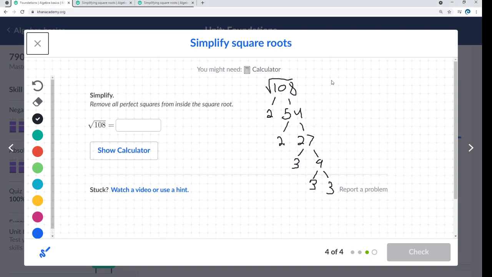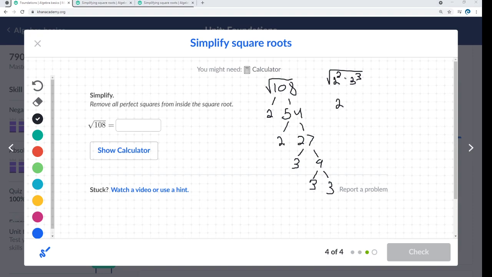So what we're left with here is the square root of 2 to the second times 3 to the third. And that is going to be 2, right? Because 2 to the second is 4, and so the square root of that is 2.